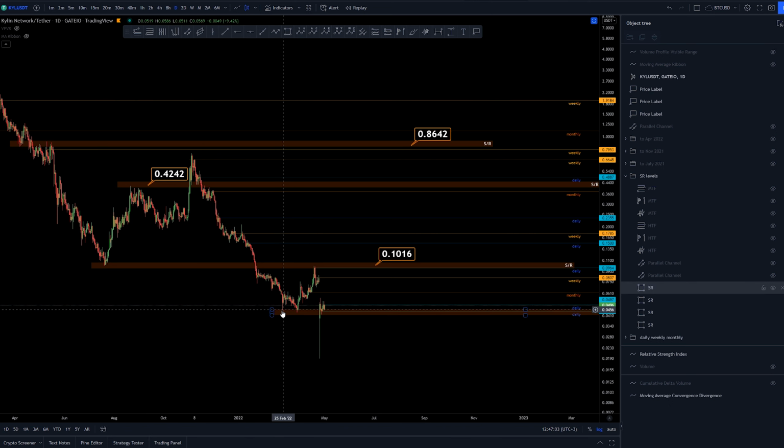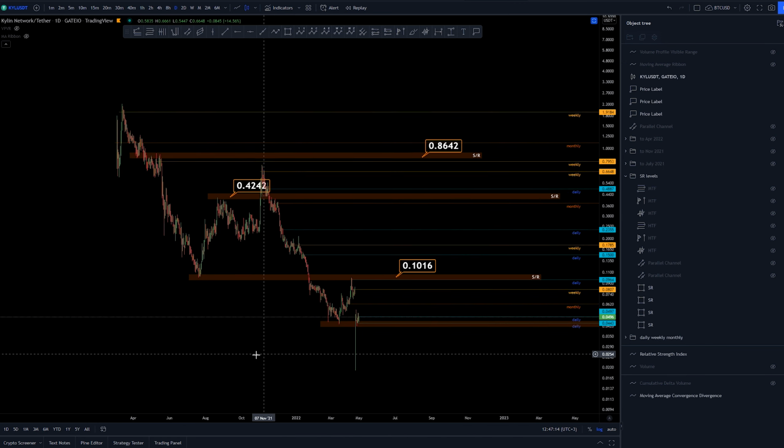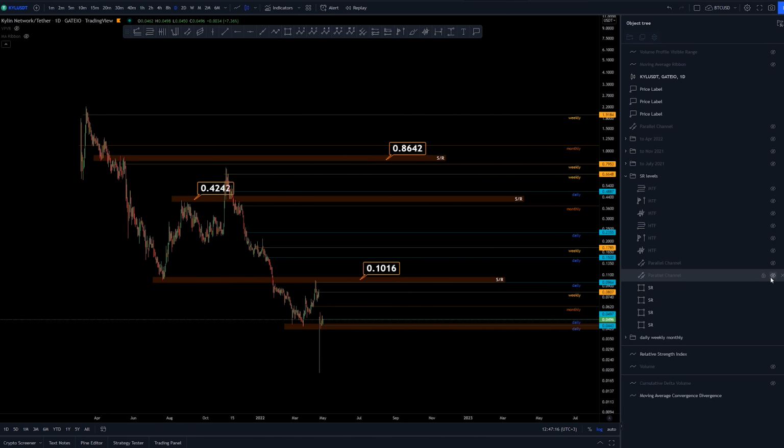The lowest one here has been tapped a couple of times and we've just been tapping it again the last few days, again establishing it more as a support area.